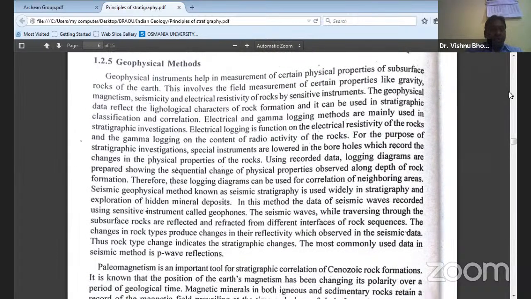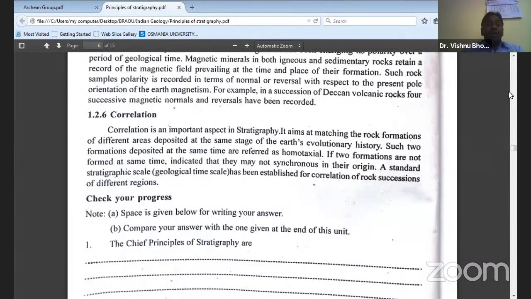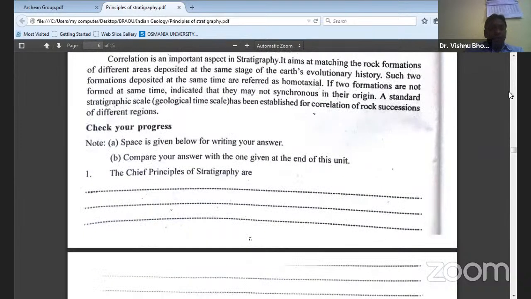And then correlation. Correlation is a very important aspect in stratigraphy. It gives the clear relationship between the rock formations and what type of deposits were there at the time. If two formations were deposited at the same time, it is called homotaxial. And if they were not formed at the same time, it is indicated as synchronous of that area. And also Indian stratigraphic units.